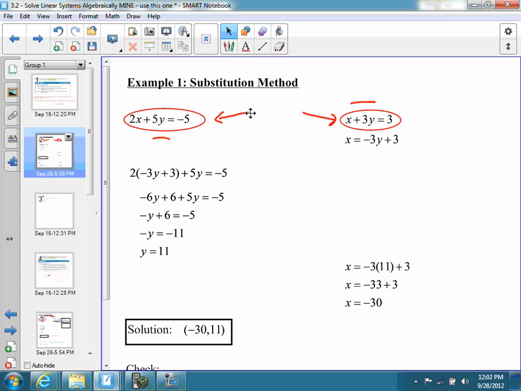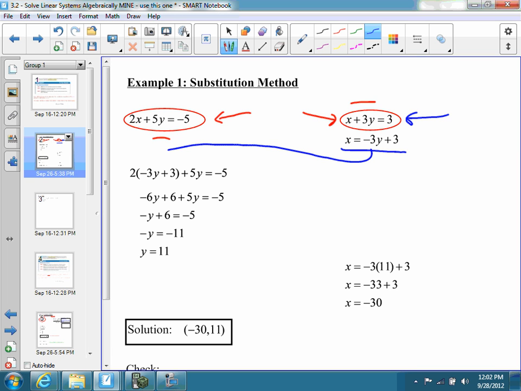Because what I'm going to do here is say, okay, I have x plus 3y equals 3. So it's really quick for me to just subtract 3y from both sides of this equation, and I know that x is equal to negative 3y plus 3. Oh, that's nice. I'll just come right over here to my other equation, and instead of writing x, I'll write negative 3y plus 3, because now I have an equation that only has one variable, and I can find an answer to it.